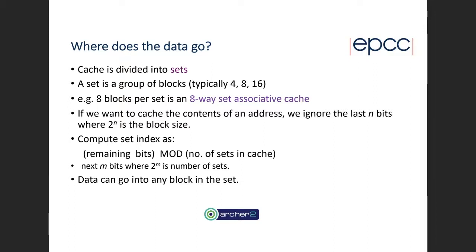So if we want to cache the contents of an address, then basically what we do is we look at some of the bits in the address. We effectively ignore the last n bits, where 2 to the n is the block size, because that's just an index within the block. So we ignore the low-order n bits, and then compute a set index as the high-order bits modulo the number of sets in the cache. That's just picking out the next m bits from the address, where 2 to the m is the number of sets. So ignore the bottom bits and look at the next chunk of bits, and that gives us the set index, and then data is allowed to go to any block in that set.